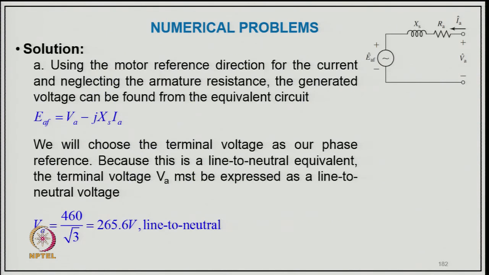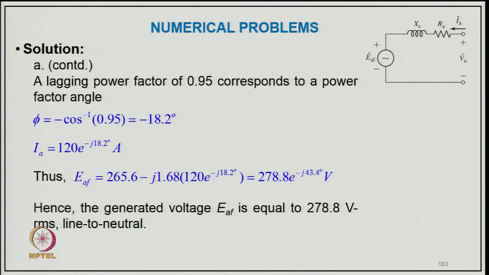Coming to the solution, with the equivalent circuit here, using the motor reference direction for current and neglecting the armature resistance, the generator voltage can be found as Ef equal to Va plus j Xs Ia. We can choose the terminal voltage as our phase reference. Because of this line to neutral equivalent, the terminal voltage must be expressed in line to neutral. So Va equals 460 by root 3, that is 265.56 volt line to neutral, and now the lagging power factor of 0.95 leads to the power factor angle.